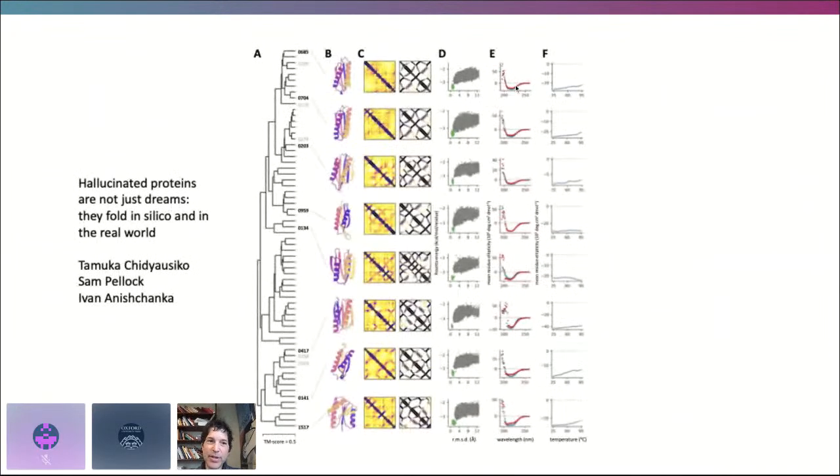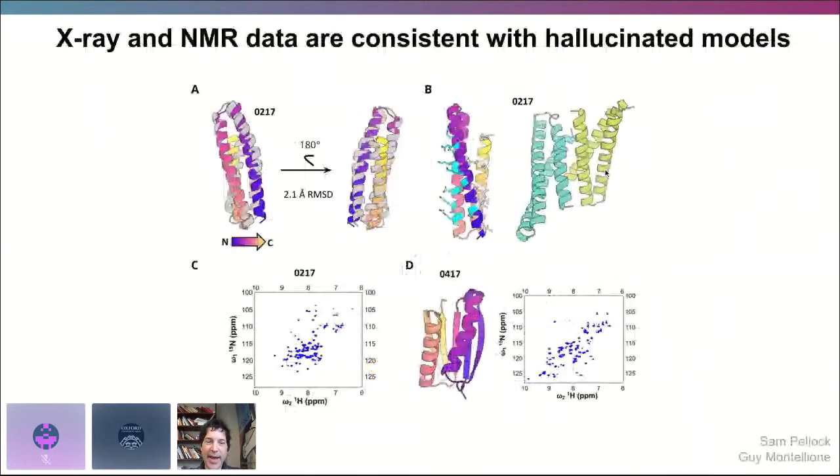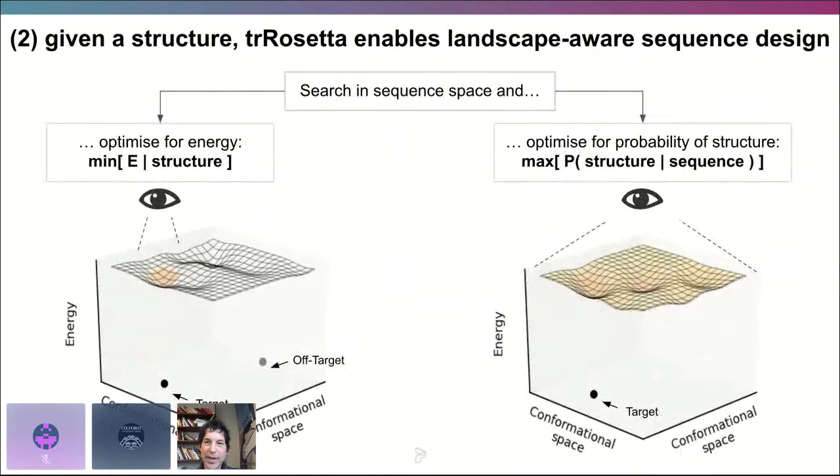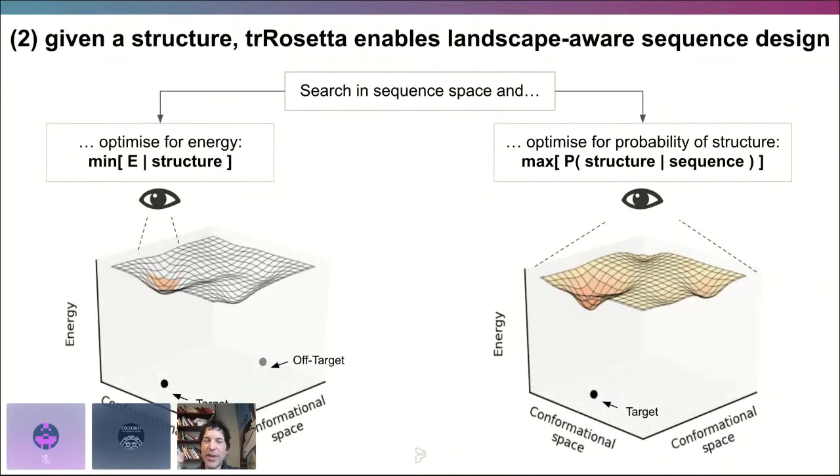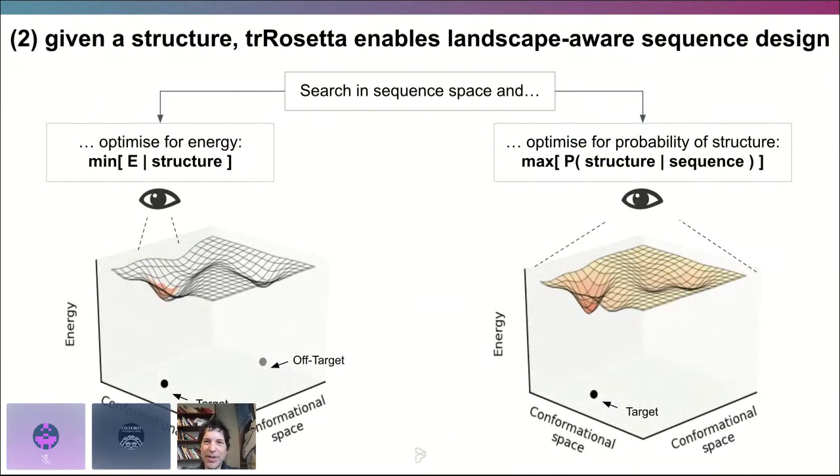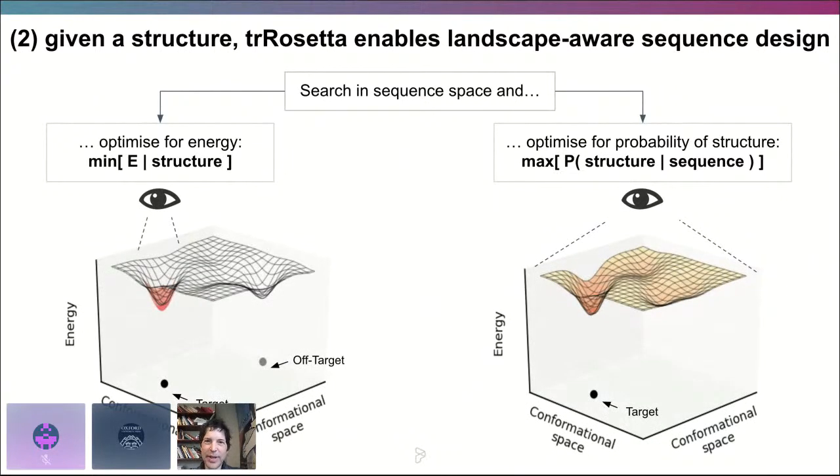We've made many of these proteins in the lab, and they actually fold to structures with the right secondary structure by CD that are very, very stable. They don't melt. And we've solved structures now of three of these proteins, and they are very close to the design models. We've solved two by crystallography and one by NMR in collaboration with Guy Montelione's group. So that's kind of neat. The network can just make up, hallucinate brand new proteins, and they fold and they're structured.